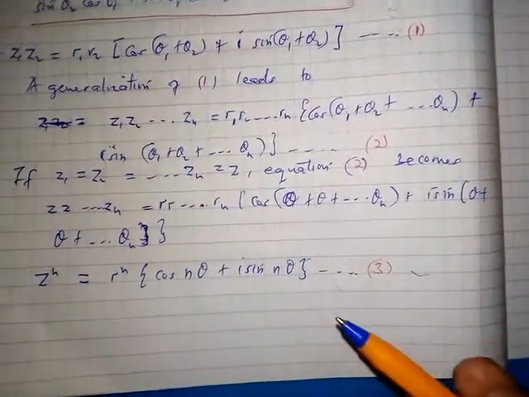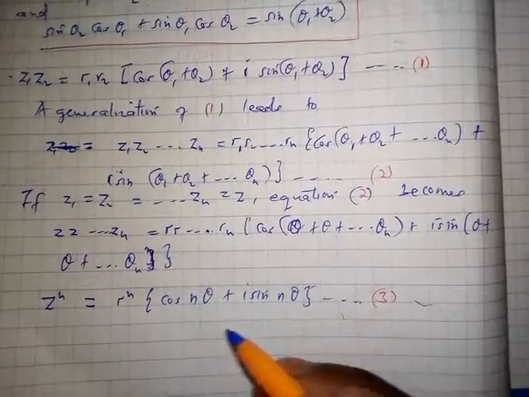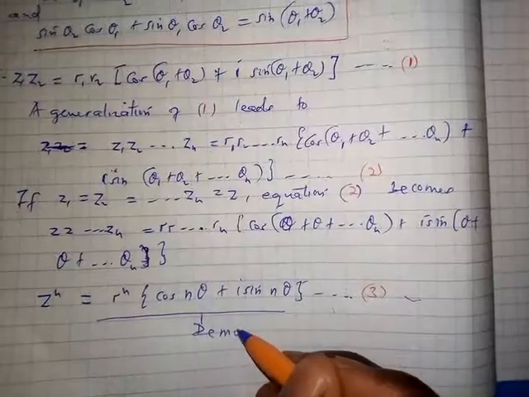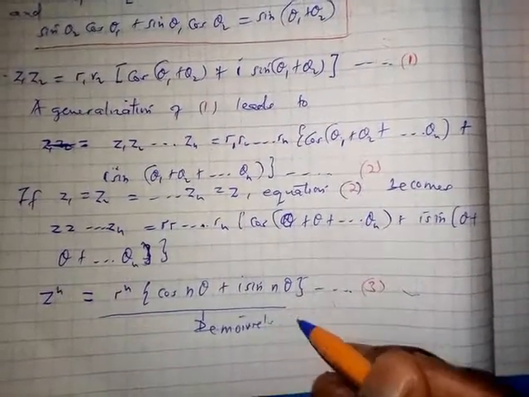And this is what we call De Moivre's theorem.